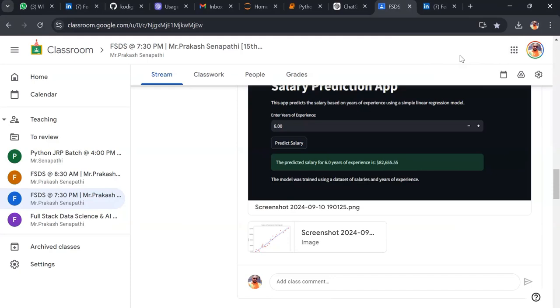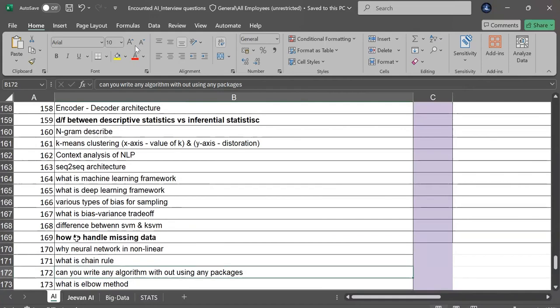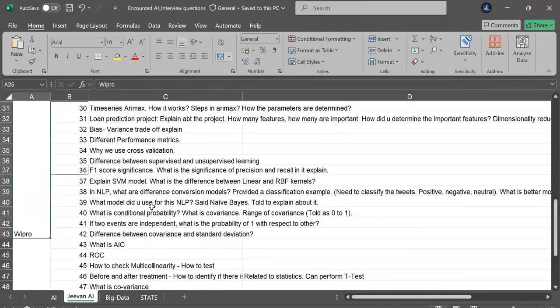You ask 1,000 questions, but these are interview questions asked by Wipro. The questions which you ask and the questions which are asked by the company, see the differences. Now, Wipro: bias variance trade-off, explain. Did I explain to you or not? Now, will you speak this or not?